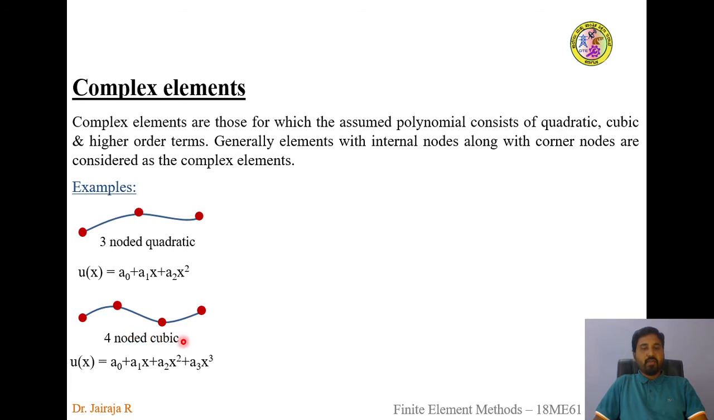Here, the four-noded cubic bar element. Here two mid nodes are introduced between the two corner nodes. Then a cubic polynomial can be represented: u of x is equal to a0 plus a1x plus a2x square plus a3x cube.